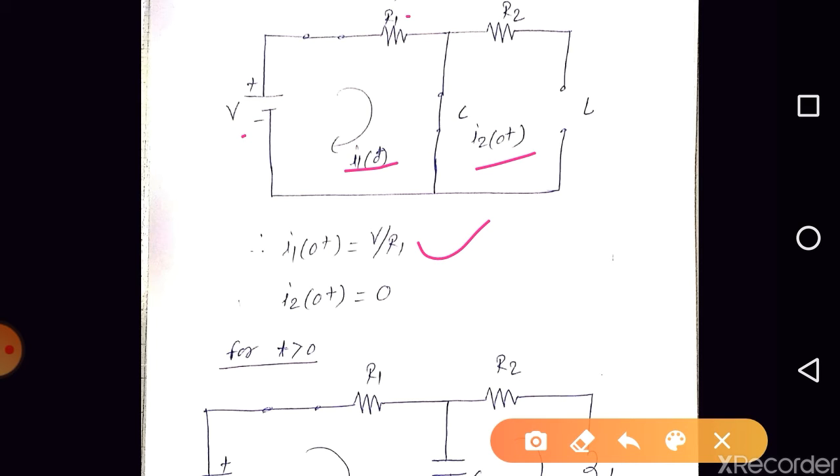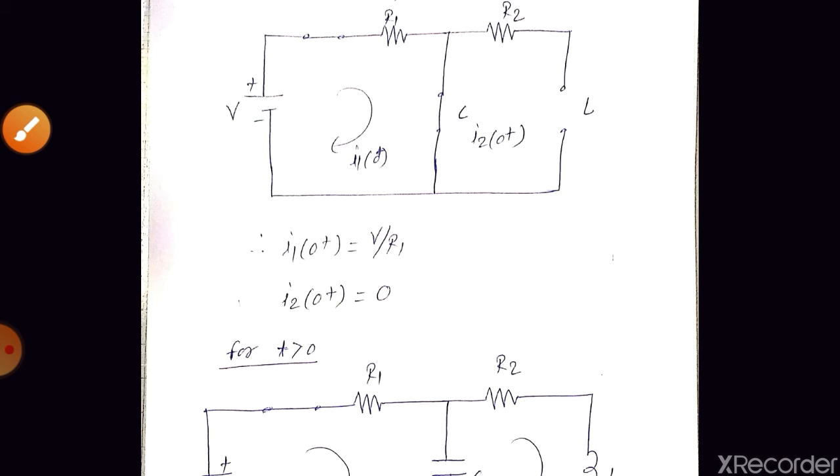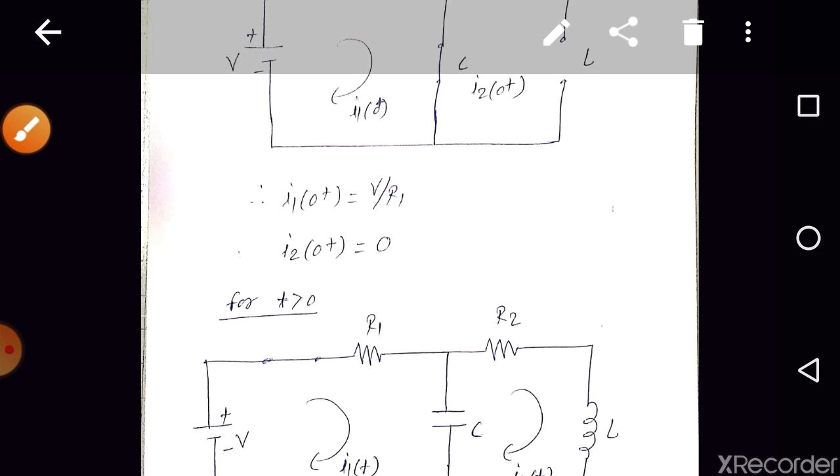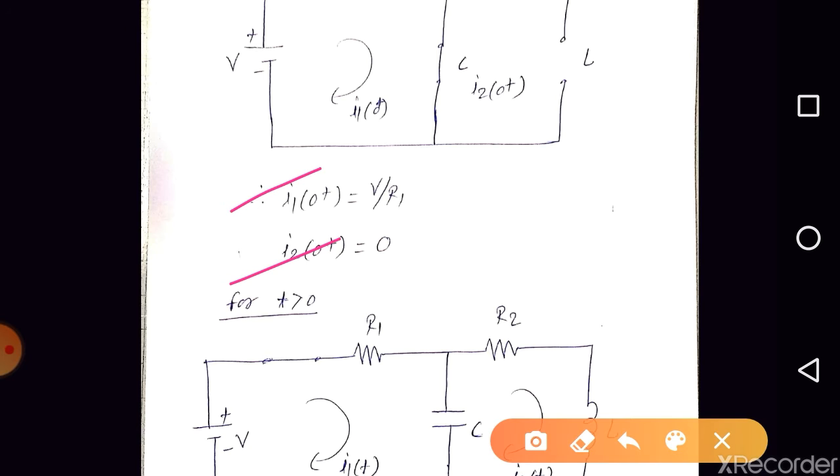What is I2 of 0 plus? I2 of 0 plus means current in this circuit, right? So I2 of 0 plus means current in this open circuit, so it is 0. I2 of 0 plus is 0. So are you getting the point? We have calculated I1 of 0 plus and I2 of 0 plus, okay.